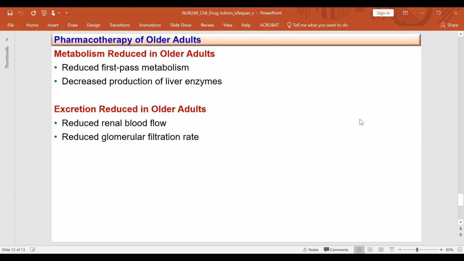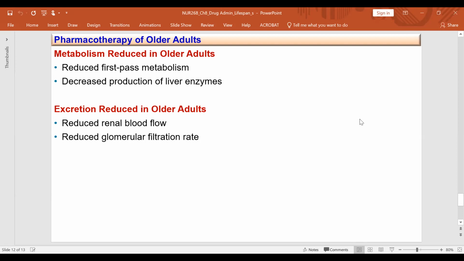Excretion: renal function undergoes progressive decline beginning in early adulthood. So the older adult population will be extremely affected by the changes in excretion. There are reductions in renal blood flow, reductions in the GFR, glomerular filtration rate, and active tubular secretion, and the number of nephrons will decline as well, so the half-life of drugs is increased.